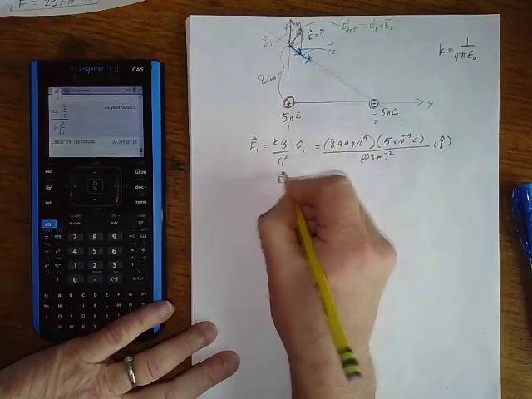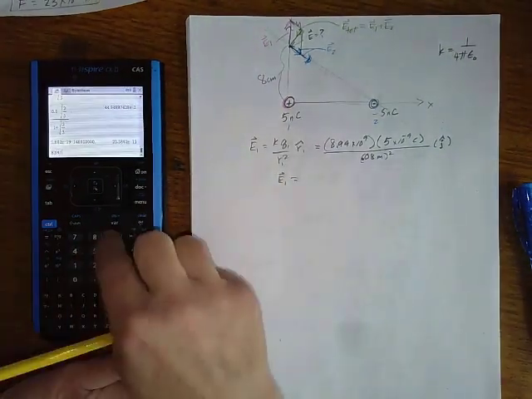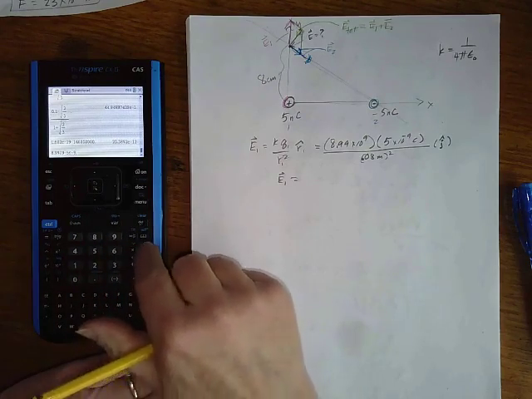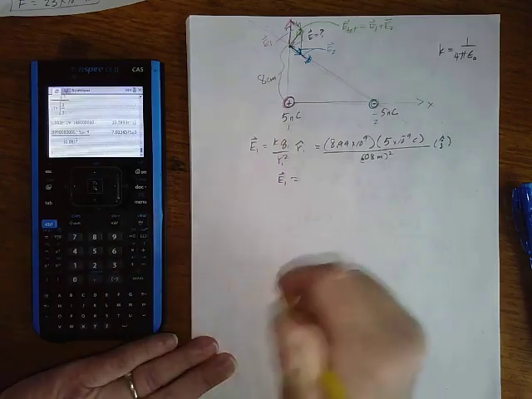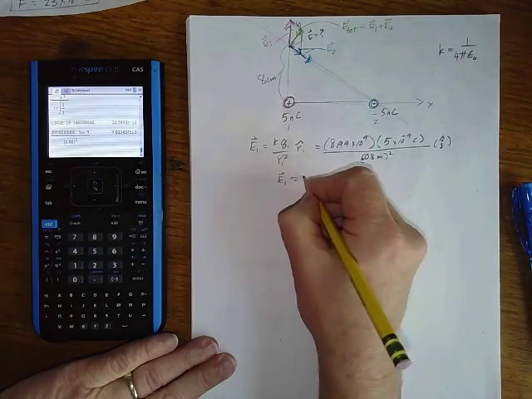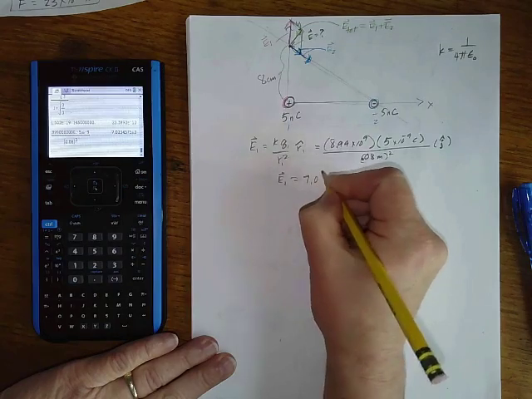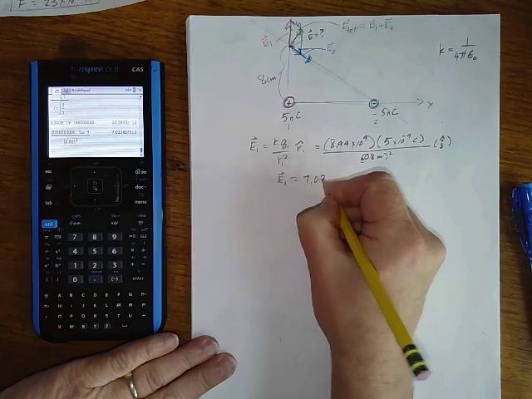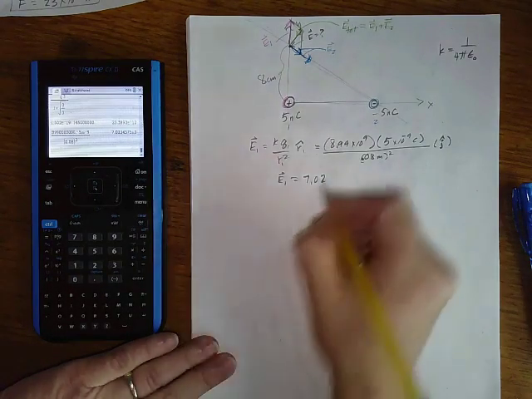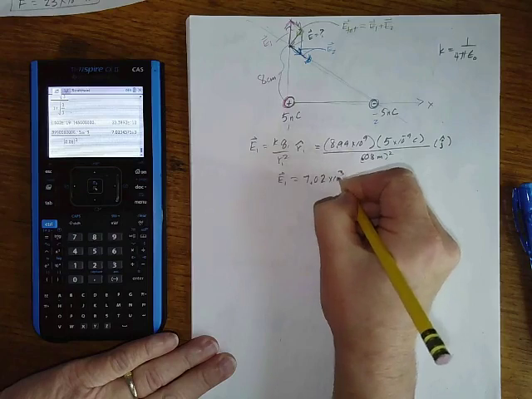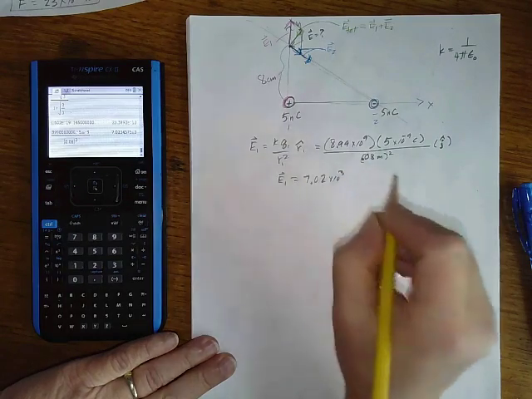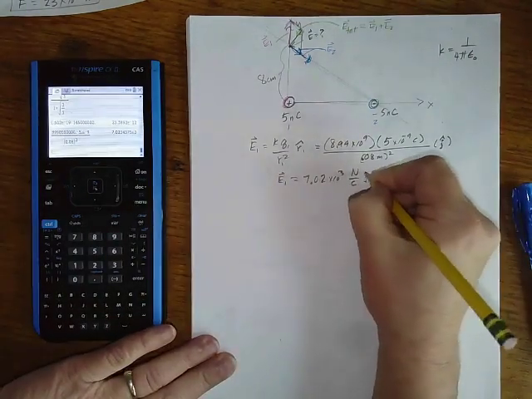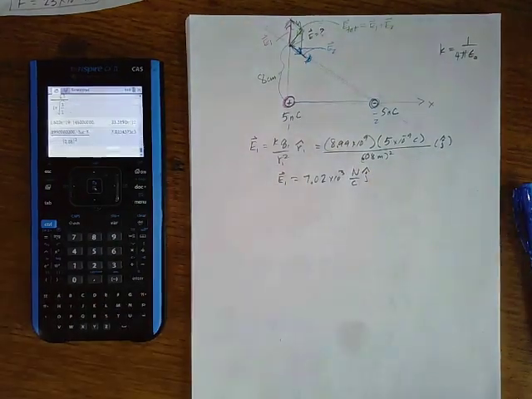Plugging in numbers, we get 7.02. Keep 3 significant figures this time, since 3 is what I asked you to keep on the test. Let's do that for practice. 7.02 times 10 to the third. Again, what was the field? It's the force per charge, newtons per coulomb. And let's not forget our j hat, telling us it's straight up.